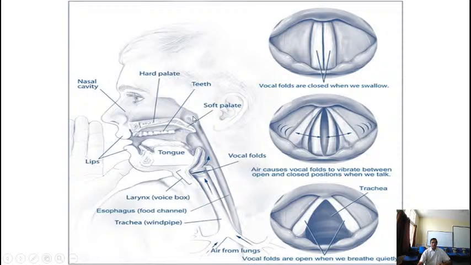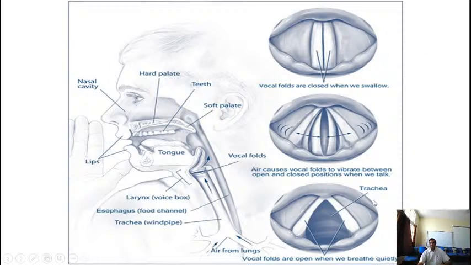Now this is once again the same picture which I have shown you earlier: the basic vocal cord vibration, the resonating chambers, and how the tongue alters the various resonating chambers and produces different speech.